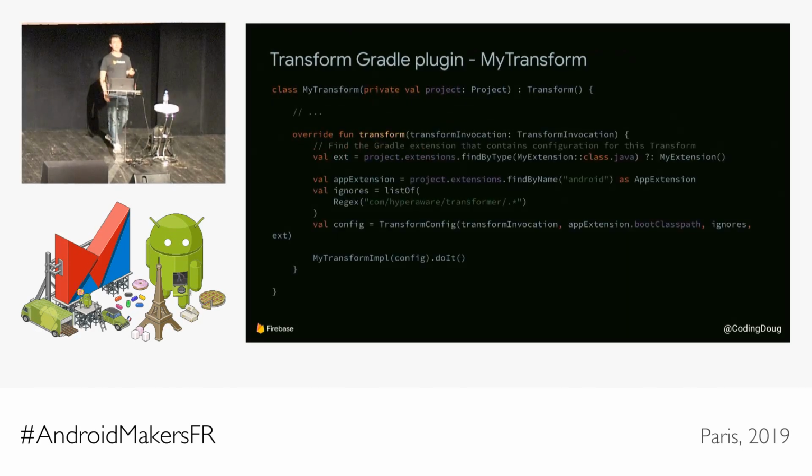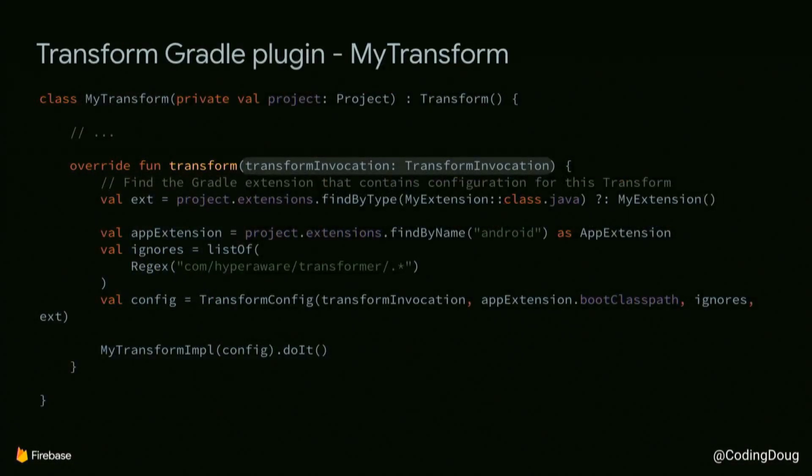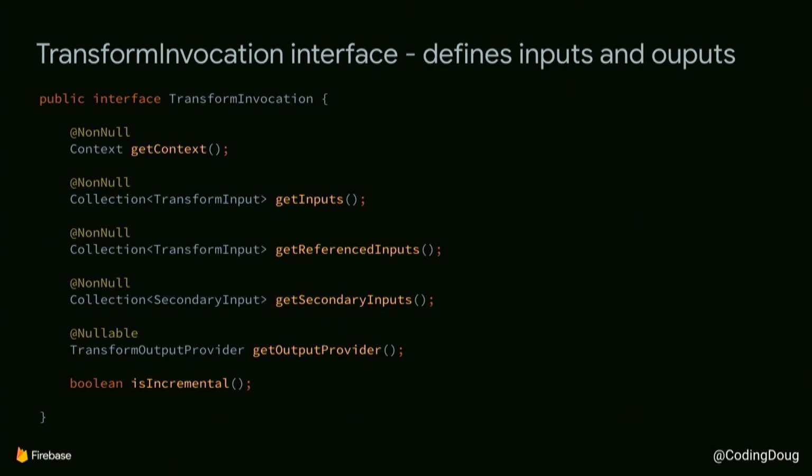And then at the time the transform is desired, there's a transform method, and it receives a transform invocation object. That's kind of important, and I'll show you that in the next slide. But all I'm doing here basically is finding my extension for configuration purposes. So in Gradle, you use an extension to allow the developer to configure you. And then all I'm going to do is kick off the build.